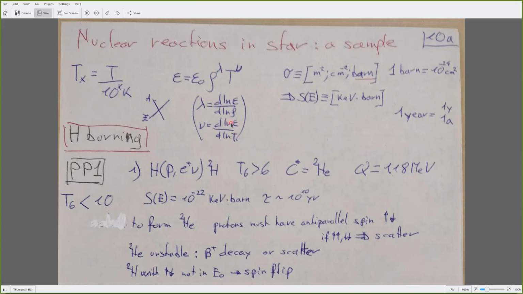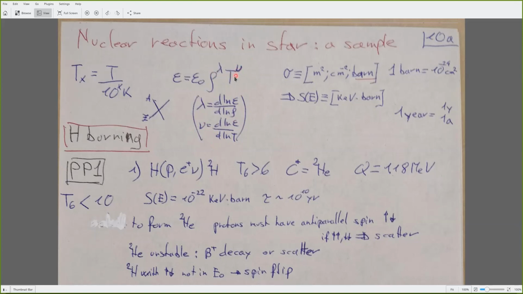This gives you the exponent, and in this case it's exactly nu. In other words, this trick allows you to have an exponent that can be used for quick calculus. So just to understand how the energy depends on the temperature and the density.